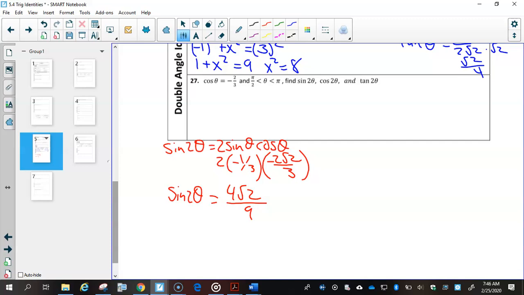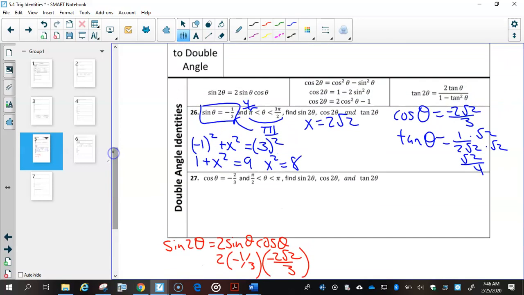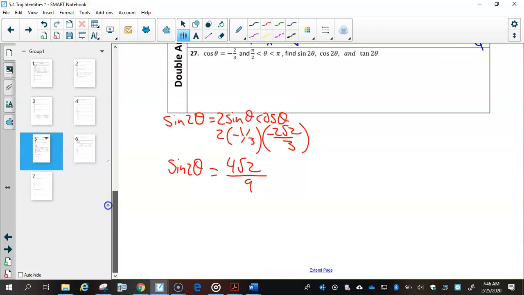Questions on that piece? Again, for cosine, you can use any of the three. Pick which one you like the best. I like this one more than others, so I'm going to use that one. And I'm going to use those two values, put them in, and square them.